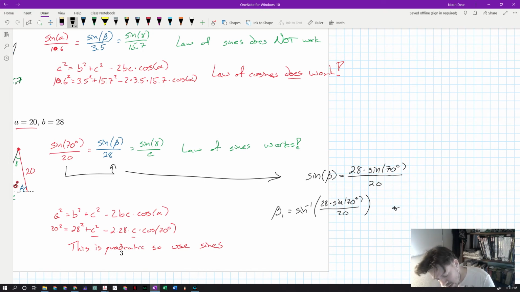And actually, we're just going to stop here for a second. We're just going to check this value. And if we plug this in, pause the video if you want to type this in yourself before I give it away. But this gives us no number. This is undefined. This means no triangle possible in this case.